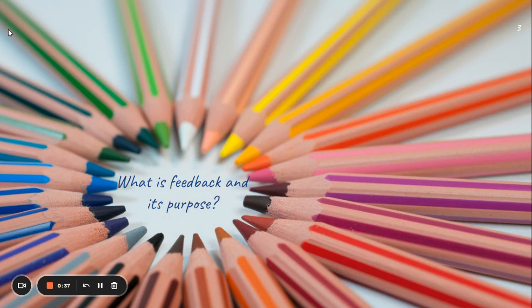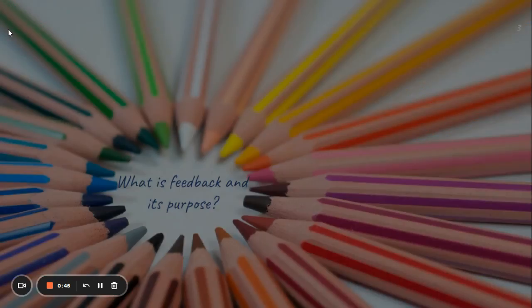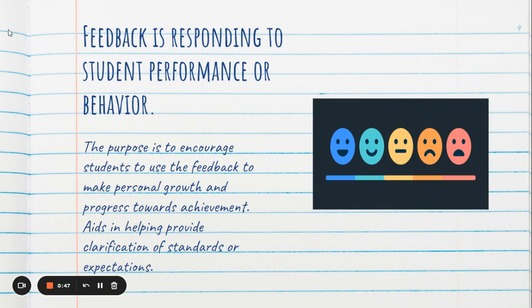So we might want to think about what is feedback and its purpose. You might be thinking about all the different ways that you give feedback, but let's make sure you understand what kind of feedback you're giving and the purpose. Obviously, we know that feedback is responding to our students' performance or behavior. So we're either responding to how well they're doing in class or how well they're behaving towards each other, their growth mindset, or any of those ideas that we think around behavior.